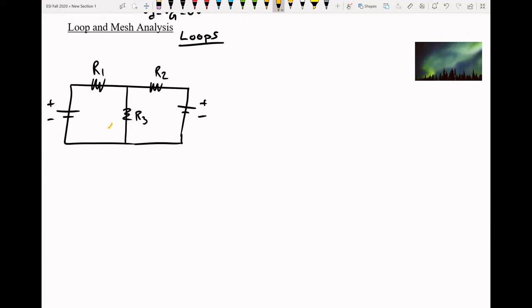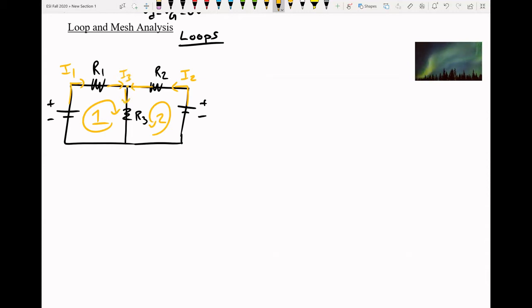So we can do loop 1, and then we can also do loop 2. All right, and what we're going to say with these loops is that we're going to follow our current I1 on the left loop, and we'll follow our current I2 on the right loop. And we're going to have a point here where those 2 currents are going to meet, and they're going to form this thing called I3.